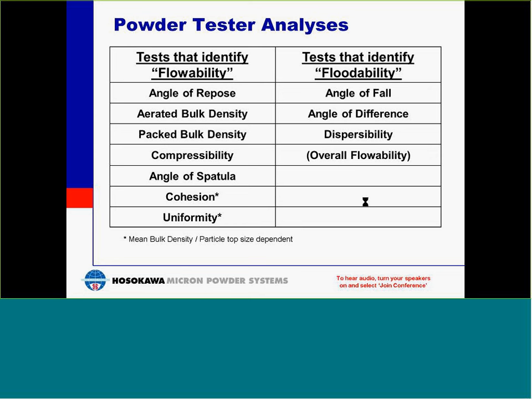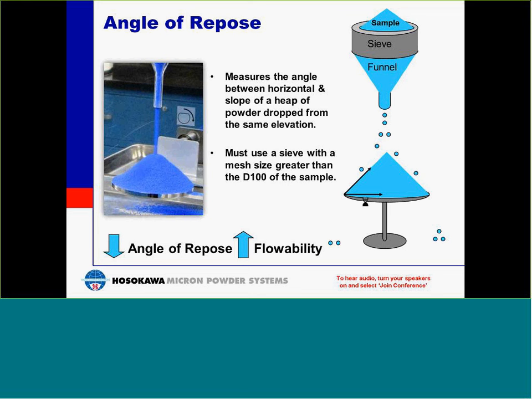Now, a little bit about the actual methods themselves. Angle of repose, as we all know, is the angle of a heap of material or sample over a defined platform. As the material flows against itself, it will build either a very high peak, a medium peak, or, in this case here, it's quite regular, I mean, equalized, or a low peak. What's nice to know is that the lower the angle of repose, the greater the flowability.